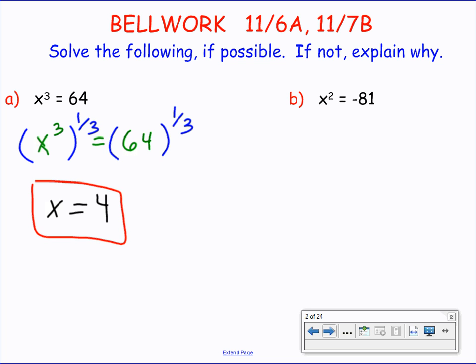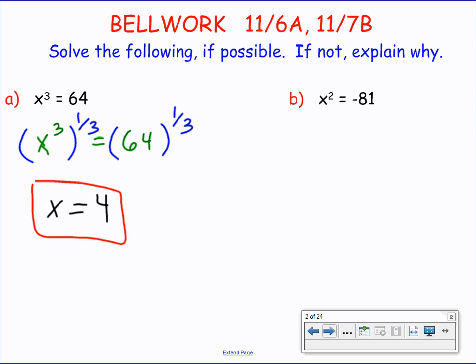Okay, we can check this by plugging that into my original. When I plug in 4 for x, 4 times itself 3 times is 64, so that checks out. So big picture, we need to be able to undo an nth power by raising both sides to the 1 over n power. Okay, that's our inverse operation now.